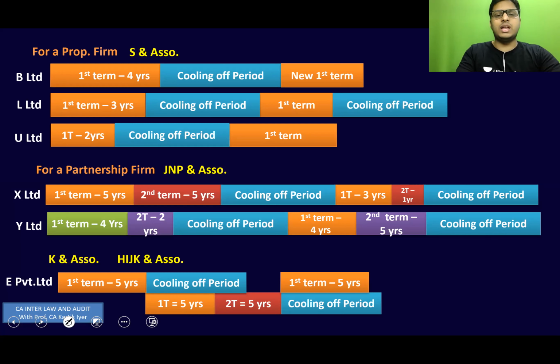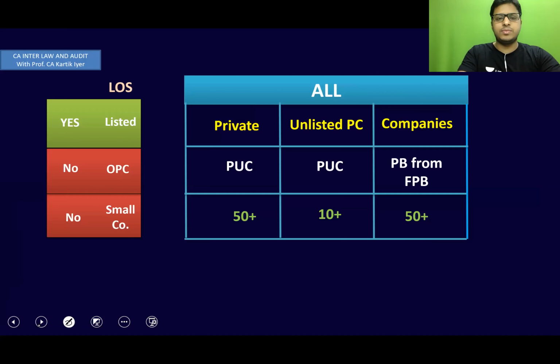Now let's come to this area, and this is in relation to rotation of auditor. Okay. Now, rotation of auditor principle, let's look at the applicability part of it first. For a listed company, it is 100% applicable. For an unlisted public company, for a one-person company, not applicable at all. Okay. For a small company also, it is not applicable at all. Okay. All private companies having a paid up capital of 50 crores or more, all unlisted public companies having a paid up capital of 10 crores or more, all companies having public borrowing from financial institutions, public deposit or banks of 50 crores or more, the rotation of auditor principle is applicable to these companies. Very clear, easy.